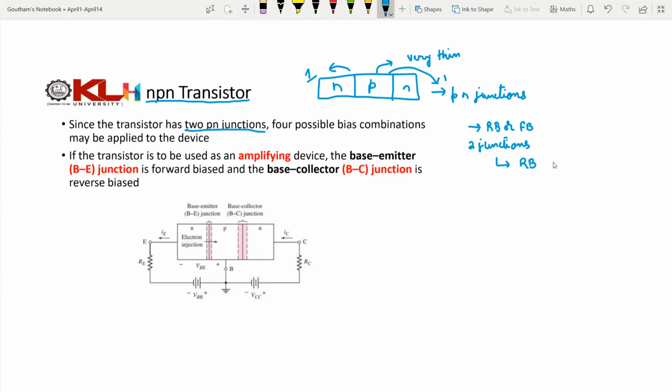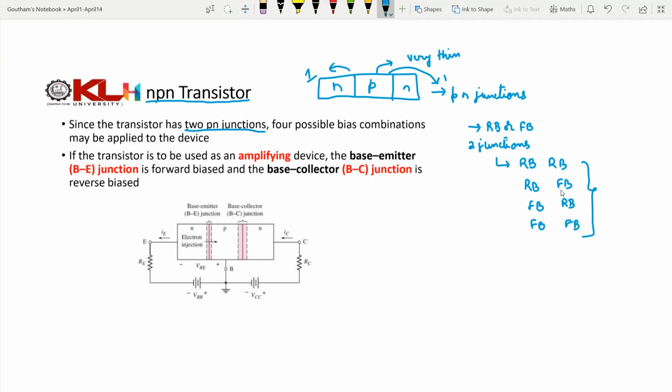That is, both junctions being reverse biased, one reverse biased and the other forward biased, one forward biased and the other reverse biased, and both forward biased. I think you know from DLP this corresponds to 00, 01, 10, 11. Because we have two junctions here, four possible bias combinations are there in any given bipolar transistor.